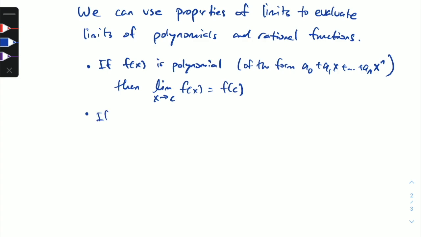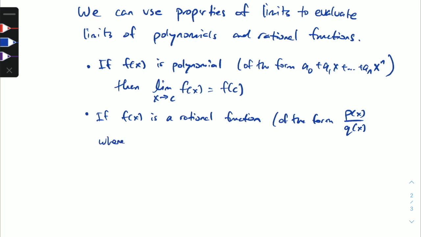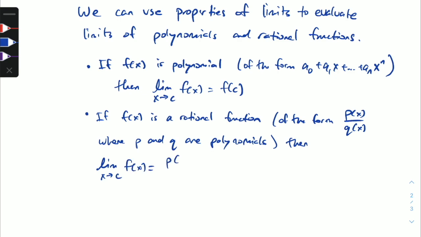All right, secondly, if f of x is a rational function, a ratio of polynomials, so it's of the form p of x over q of x, where p and q are polynomials, then the limit as x goes to c of f of x is p of c over q of c, provided q of c is not equal to 0, because we can't divide by 0.